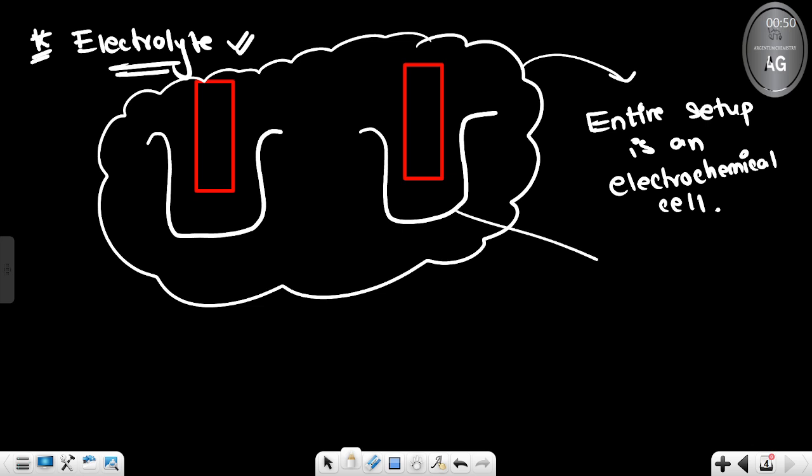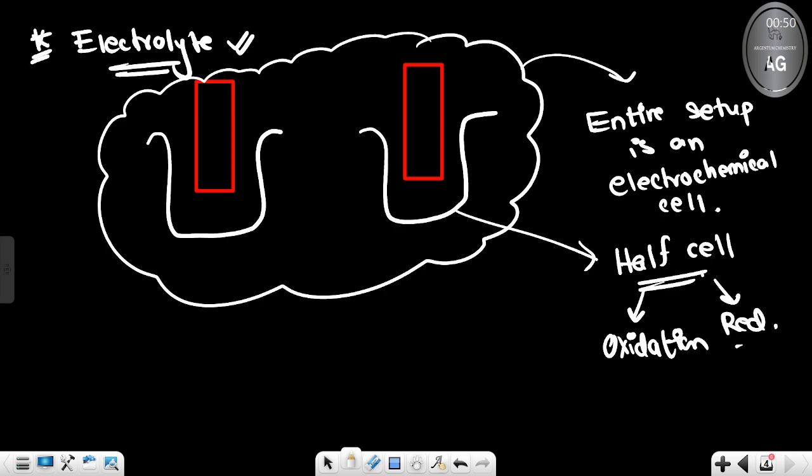Now if I take only this much, then this is a half cell. What is this called? Half cell. So if I ask you what is a half cell, then the two components that make up an electrochemical cell, each of those components we call a half cell. Clear? Now that half cell can be of two types, as you can understand. It can be an oxidation half cell or it can be a reduction half cell. Understood why? Because one will be the cathode, one will be the anode. So one will have the oxidizing power, one will have the reducing power. Clear?